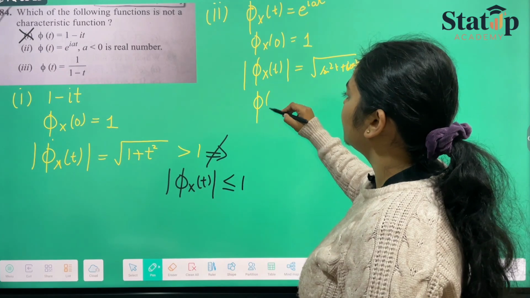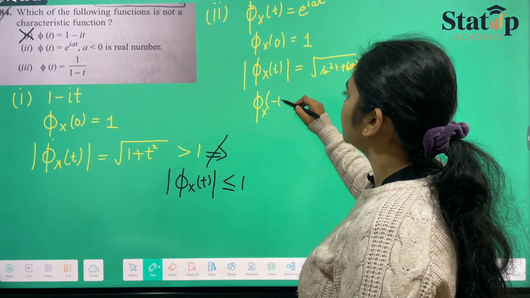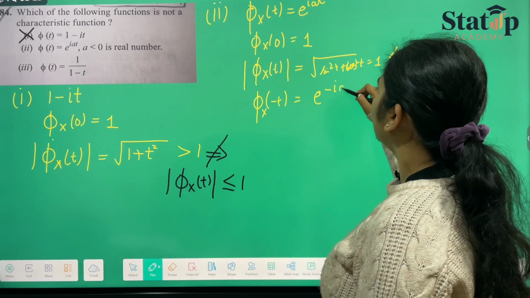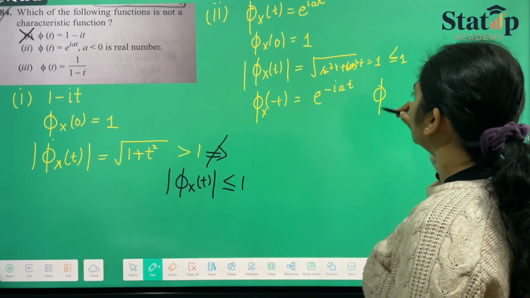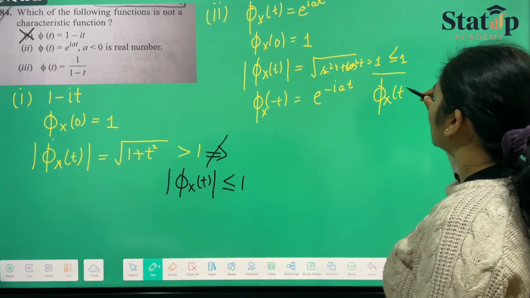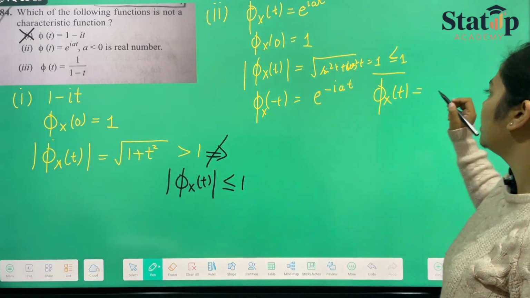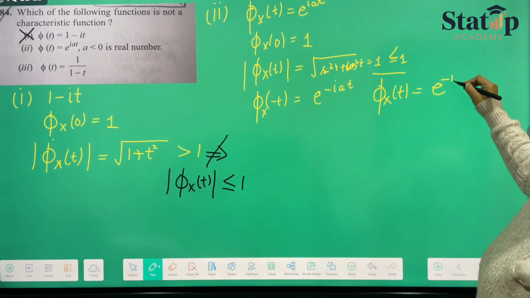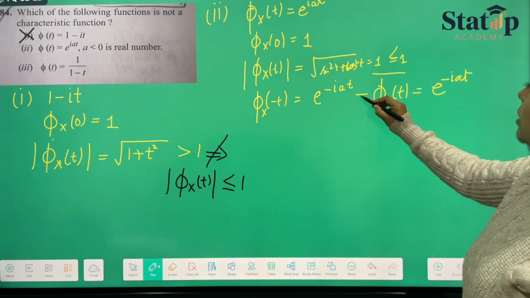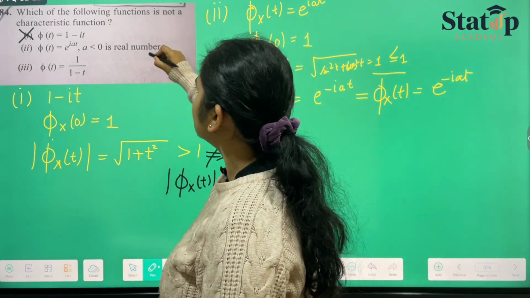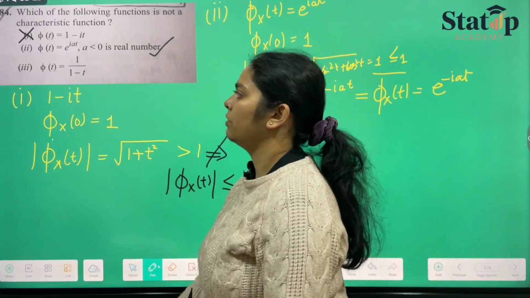Now if we take phi x minus t, it will be e raised to the power minus iat, and if we take the conjugate of phi x t, changing the sign of i, it will also be e raised to the power minus iat, and both of them become equal. So it satisfies all three conditions, and hence the second one is a characteristic function.